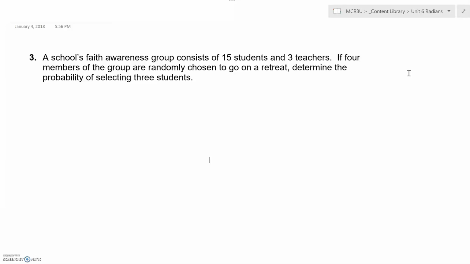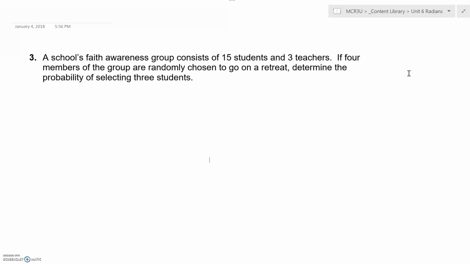help a little bit. So we've got a group of 15 students and 3 teachers. If 4 members of the group are randomly chosen to go on a retreat, determine the probability of selecting 3 students. So in this case, we have to think about more than just combinations, okay? It cannot just be choose 3 students of 15 students. We actually have to go through a little bit of work.